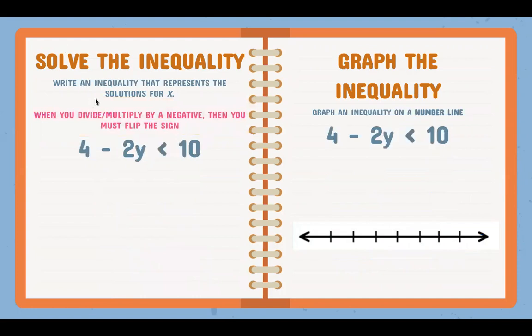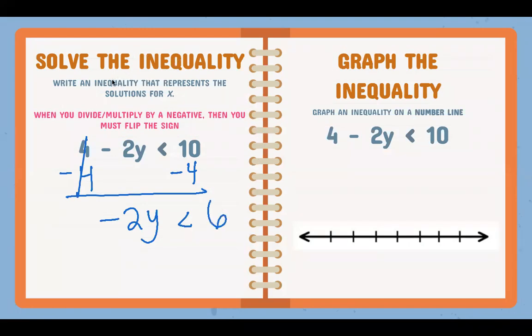Example number 2. Let's go ahead and begin as we did. So we want to get y by itself. I'm going to subtract 4 from both sides. And I've got negative 2y is less than 6.